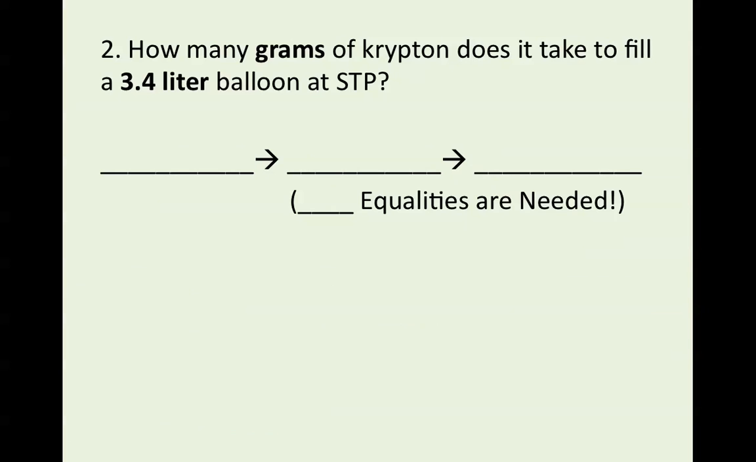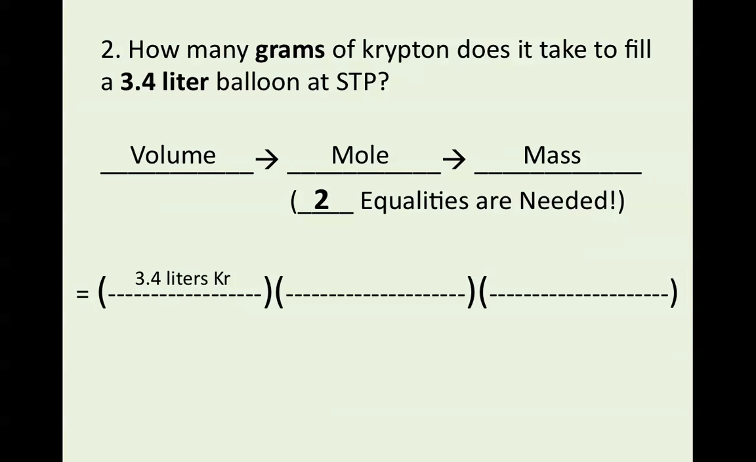All right, how many grams of krypton does it take to fill a 3.4 liter balloon at STP? Again, neither of these are moles, and we're talking about the same substance. So we know that we have to go from our volume, which is our given, to moles, to the number of grams, or our mass. We need 2 equalities. So we're going to start with what we're given, 3.4 liters of krypton. We then use the next equality to go from volume to moles, making sure that if I'm starting with liters in the numerator, I put liters in my denominator and relate that to the moles of krypton.